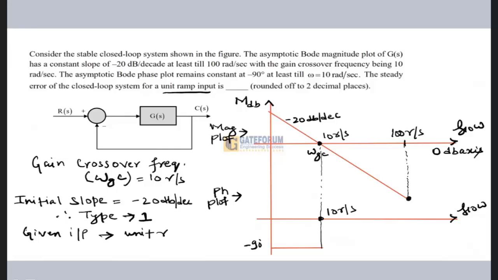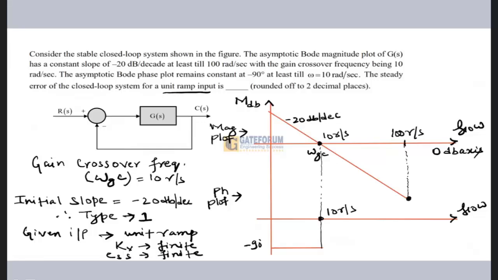So you know that for unit ramp, the Kv value, that is velocity error coefficient, will be finite, and hence the error will be finite for type 1 system. If you remember, for type 0 system and unit step input, Kp and error were finite. For type 1 and unit ramp, Kv and error were finite. And for type 2 and unit parabola, Ka and error were finite.